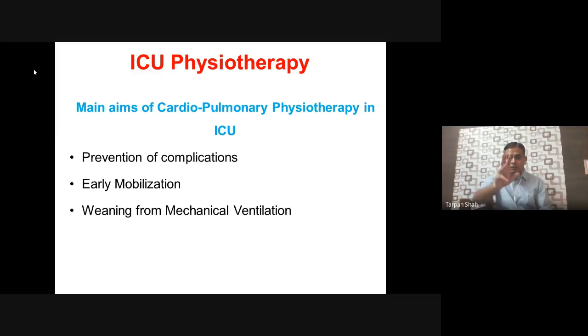The first role is the prevention of secondary complications. Mainly three complications you have to remember. The first complication is accumulation of secretions in the chest. The second is deep vein thrombosis. And the third is bed sores. Apart from this, we also have other complications like breakdown of the skin, decreased muscle strength and bone strength, and many others. So now my focus will be on how to prevent the accumulation of secretions in the chest.